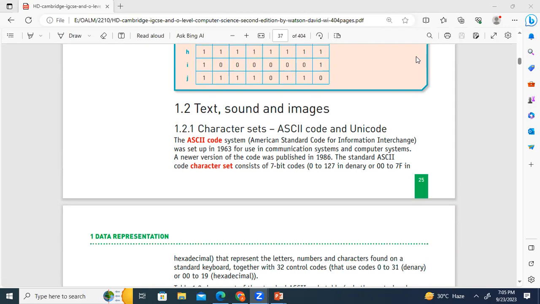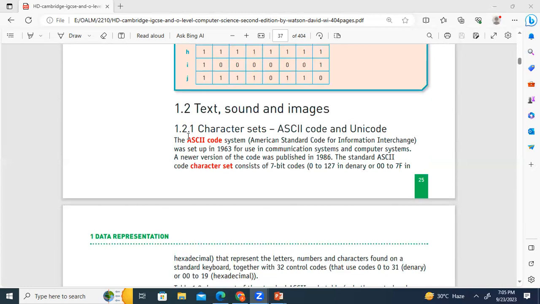So today's topic is basically text, sound, and images. These three topics I will try to cover. Have you heard about text, sound, and images? How to represent them in computer form? How does the computer understand these three: text, sound, and images?